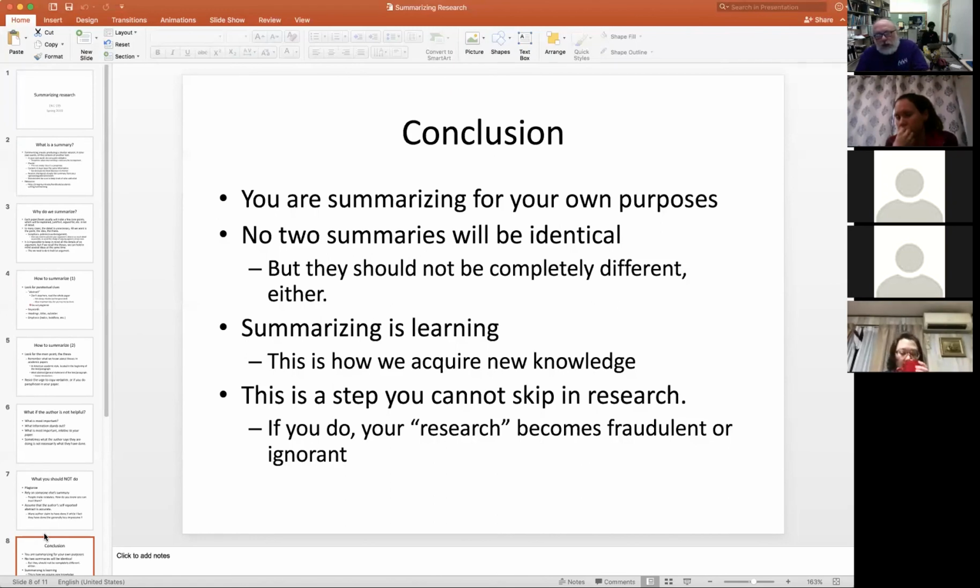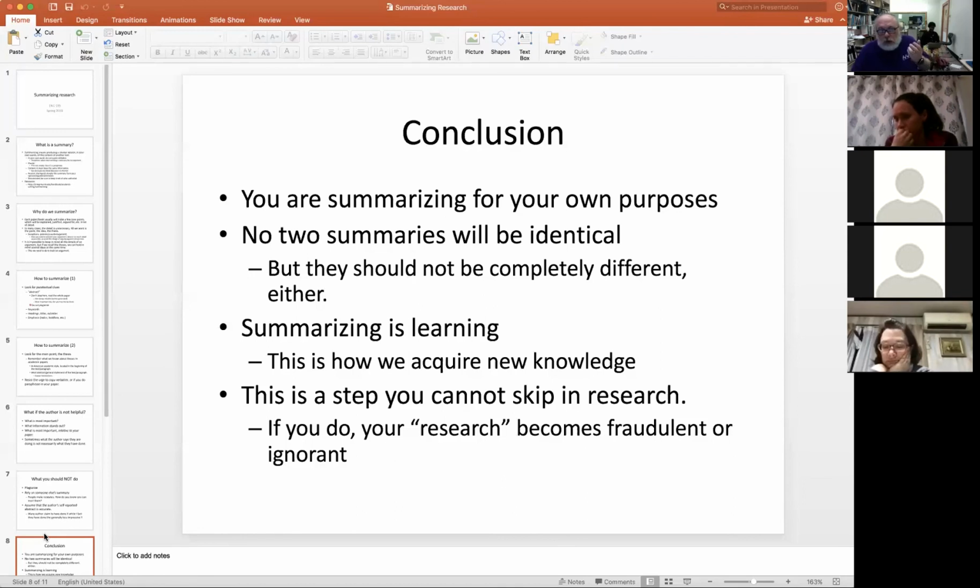Okay, that is, you cannot say, well, I'm not going to read the research, I'm just going to rely on someone else's summary, or even worse, I'm just going to make the stuff up and not bother too much, because surely that's what they will have said. If you do that, then your research becomes fraudulent. That is, you're just making stuff up, and that's an unforgivable sin in academia. Or worse, it's ignorant. That is, you just don't know what you're talking about.